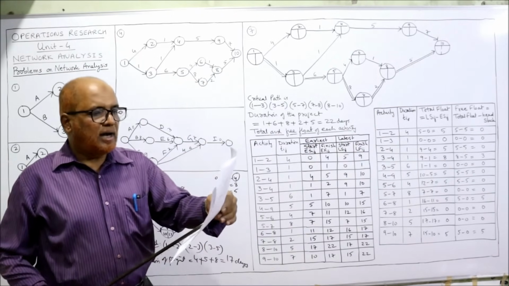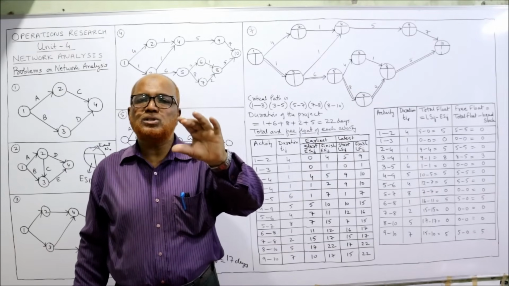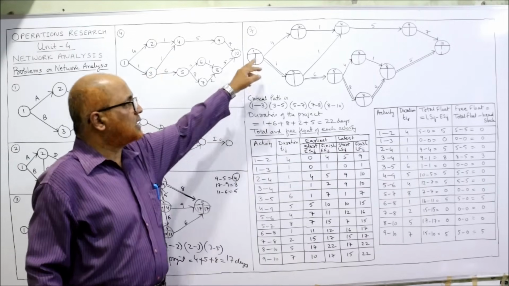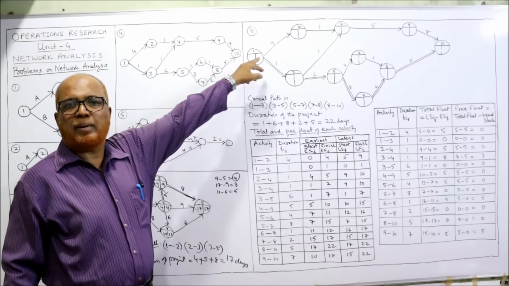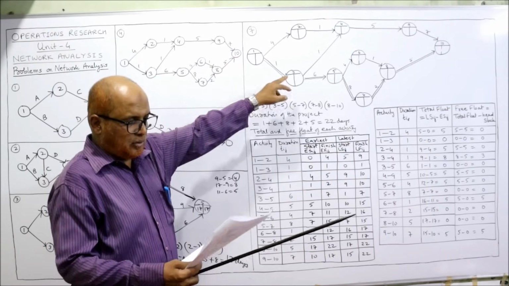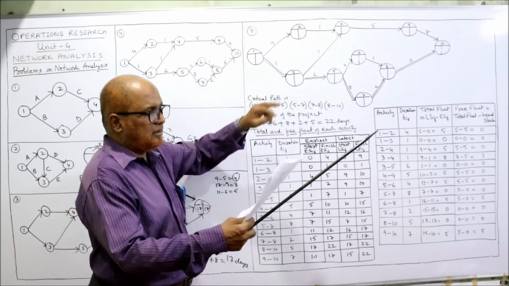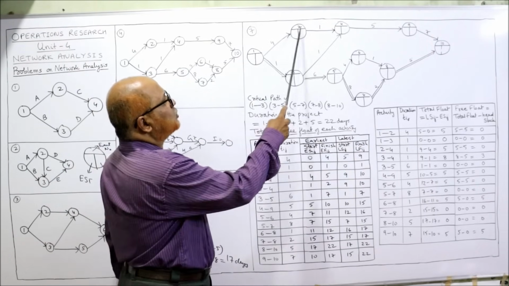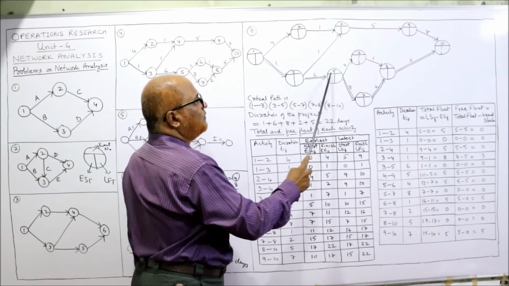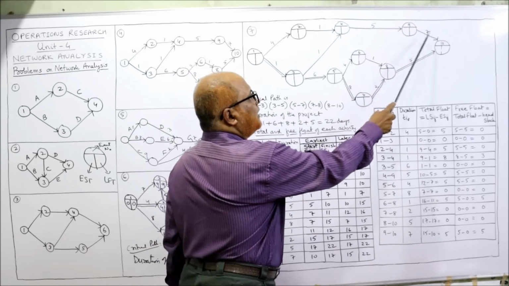That's it. So I have drawn the diagram with a larger circle because we need to calculate EST and LFT values, right? The large circle consists of three parts. The upper part is the event number. I have given 1, 2, 3. It is given in the problem. 1 to 2, 1 to 3. Then 2 to 4, 3 to 4. Then 4 to 9. Then 3 to 5, 5 to 6, 5 to 7, 6 to 8, 7 to 8, 8 to 10, 9 to 10.